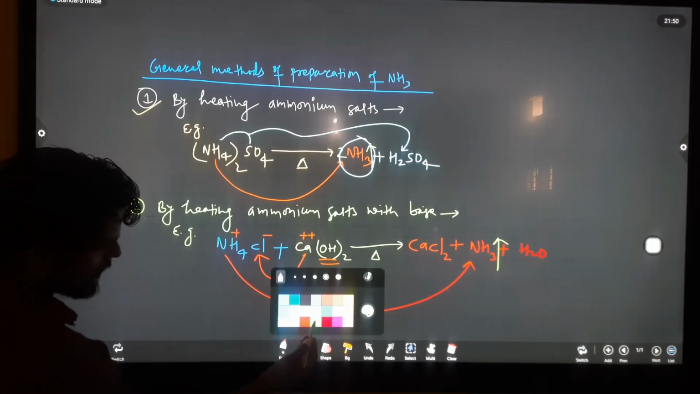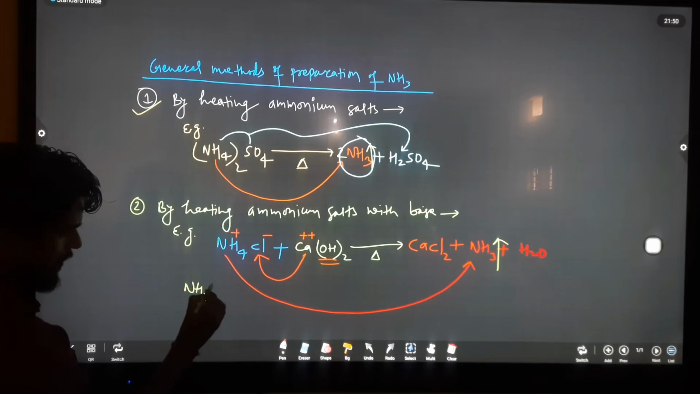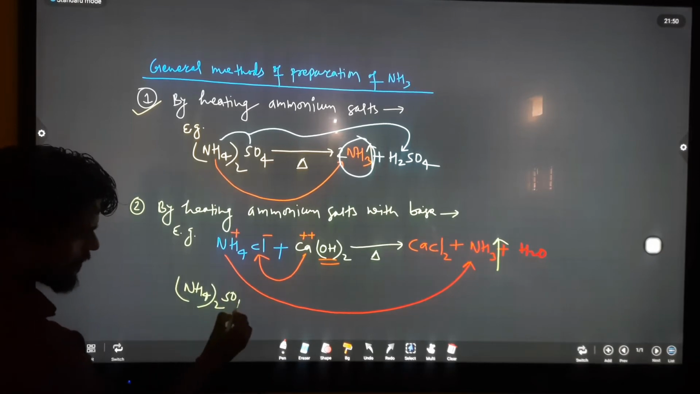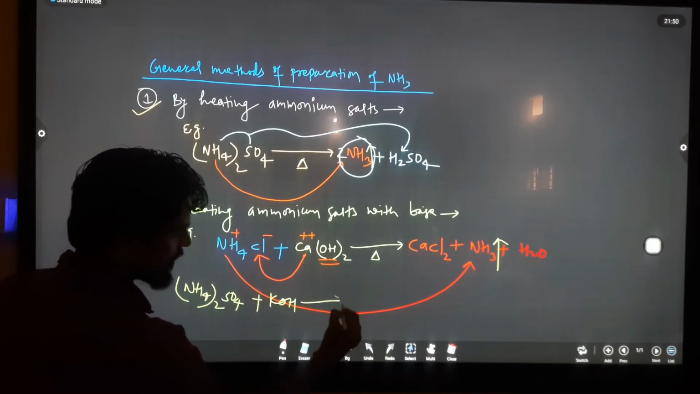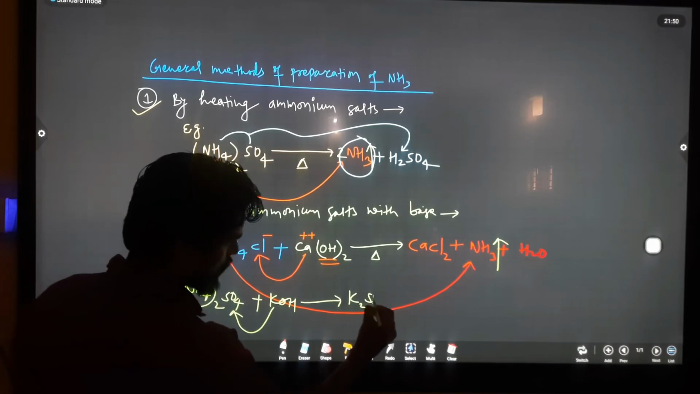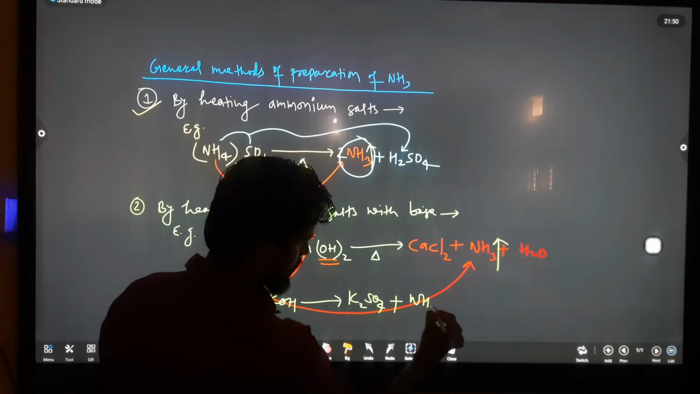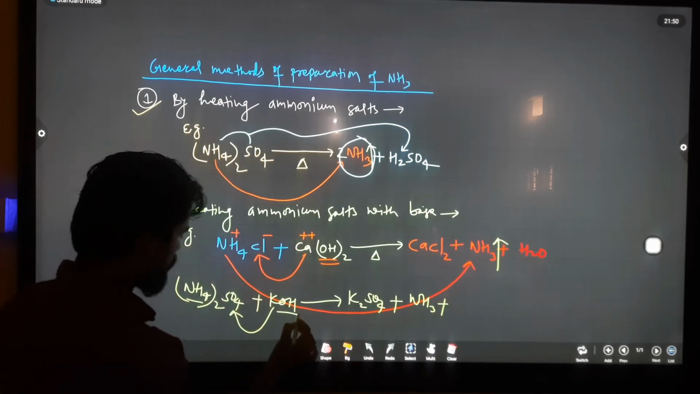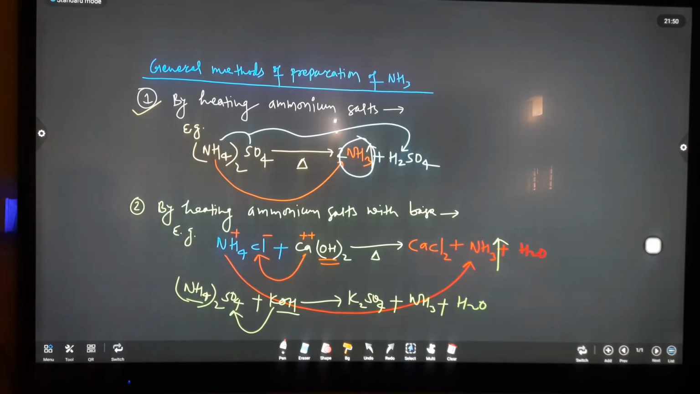You can take another example also, like ammonium sulfate. Ammonium sulfate plus another base like potassium hydroxide, and then K reacts with SO4. It gives K2SO4 plus, from here always NH3, and OH always gives water. In this way also you can do the preparation.